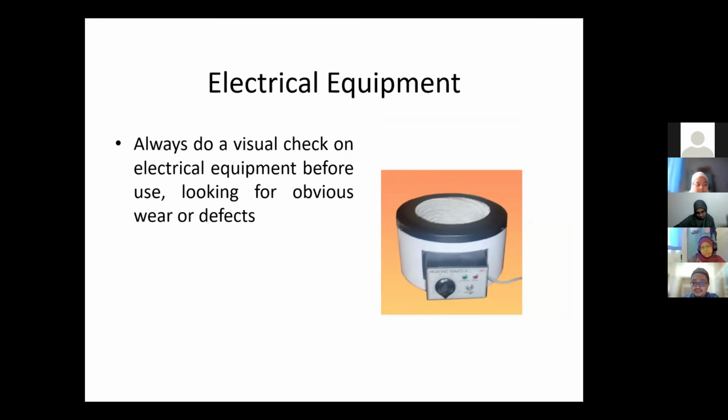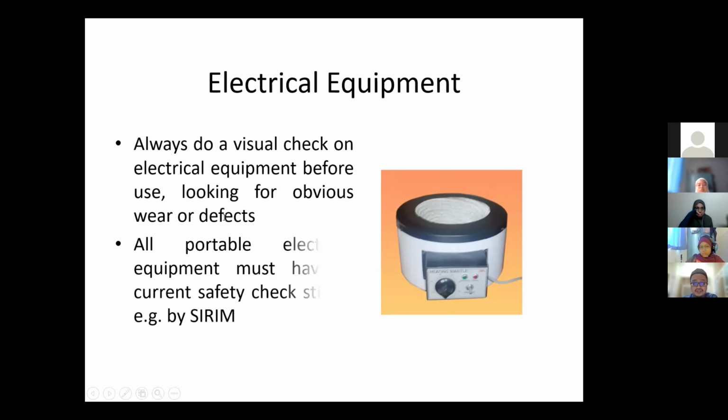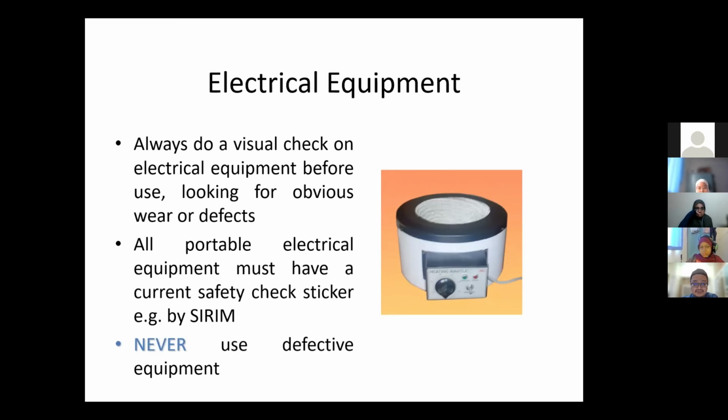Okay, electrical equipment. Again, once we had a centrifuge that exploded in the lab, because somebody put in materials that should not be there and did not maintain the calibration, etc. It exploded, it got hot. So we always do a visual check on electrical equipment before use, looking for obvious wear or defects. They must have a safety check sticker, e.g. by SIRIM. Never use defective equipment.